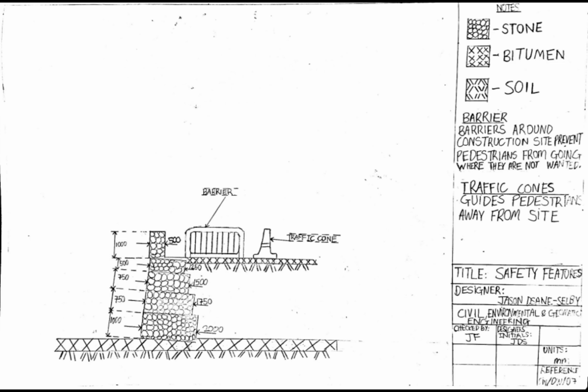The many spaces between rocks in the gabion allow water to pass through without pooling up at the bottom, which is what caused the failure in the first place. This is another safety feature as it means that the road will not collapse in the future.